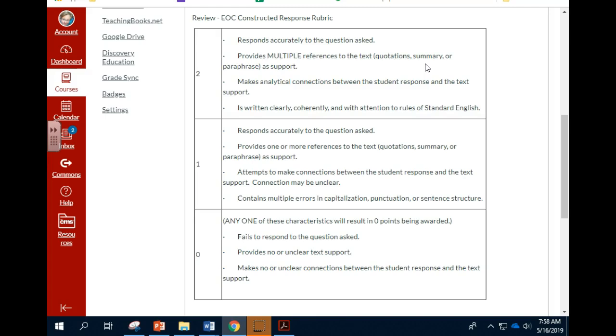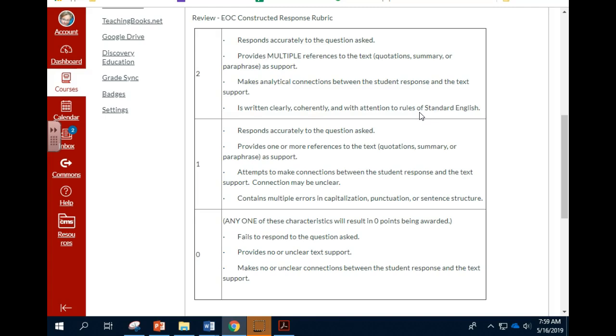But I'll tell you, even though it doesn't say you have to have quotations, answers with quotations are going to get better scores. Then it says makes analytical connections between the student response and the text support. We're going to talk about this in a little more detail in a minute. And it says it's written clearly, coherently, and with attention to the rules of standard English.